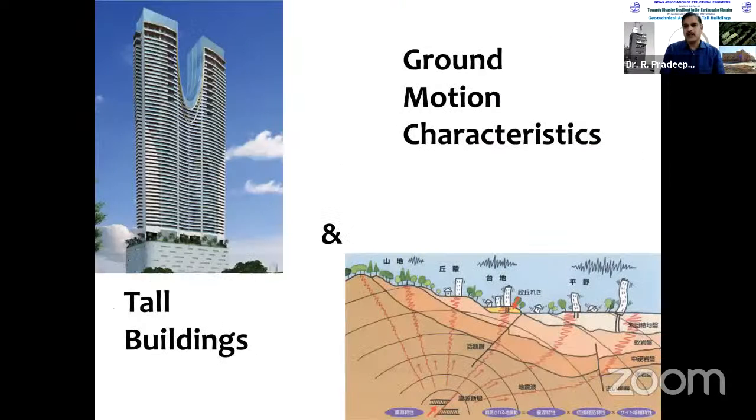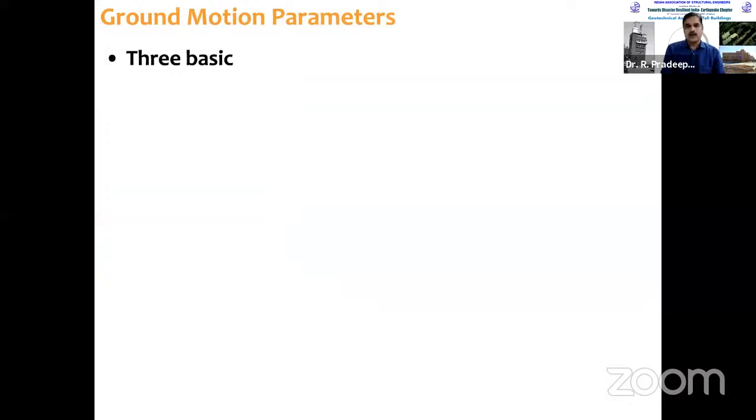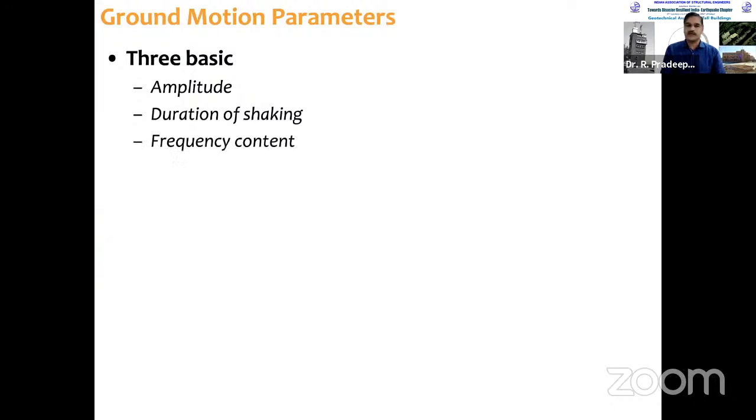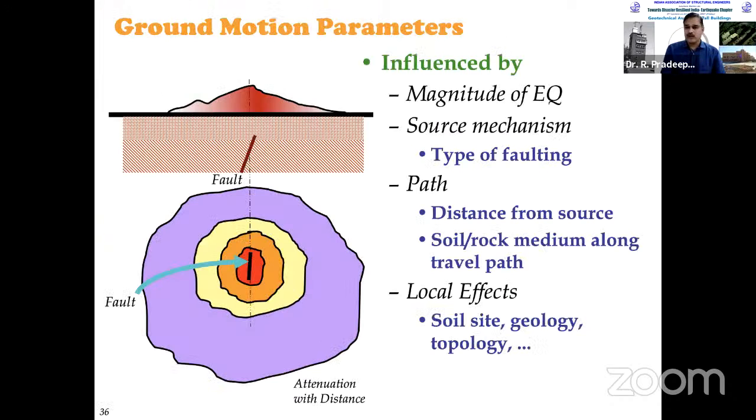Now let's look at what are the characteristics of ground motion which will influence a tall building. There are 3 basic characteristics. One is the amplitude of the acceleration, or the displacement or velocity, then duration of shaking, and frequency content. These parameters are influenced by 3 other parameters: the magnitude of the earthquake, the faulting mechanism or source, then the path, and third the site. So source, path, and site, these three things influence the three earthquake ground motion parameters.